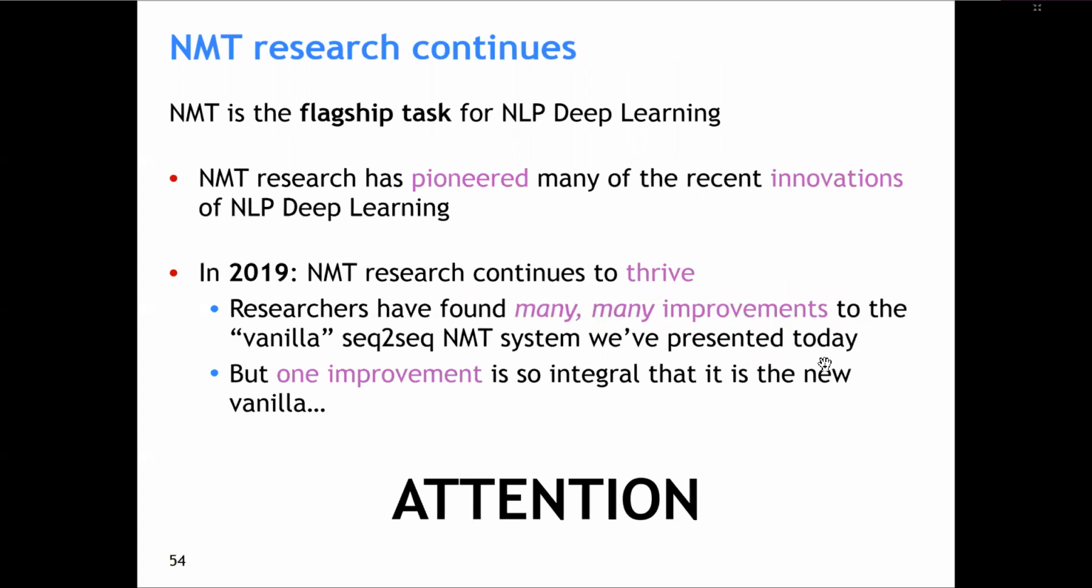So neural machine translation is the flagship task for NLP. Of course, the community is still very active in improving the models, and among many improvements, the attention mechanism is the most important one. It brings the best performance compared to a simple RNN or the sequence-to-sequence model without attention. So let's introduce the attention models.